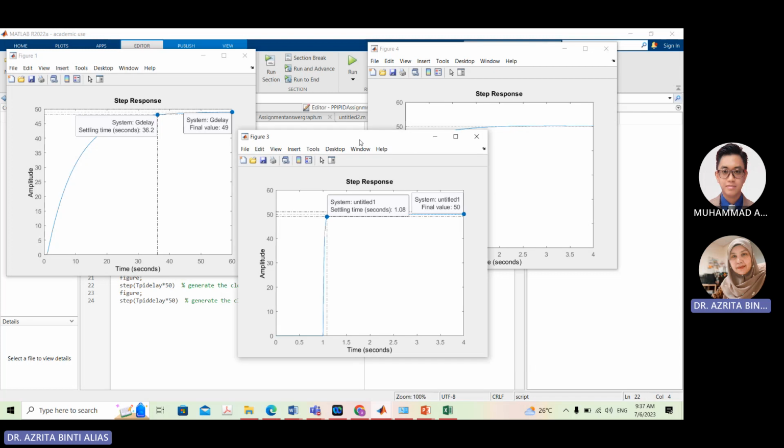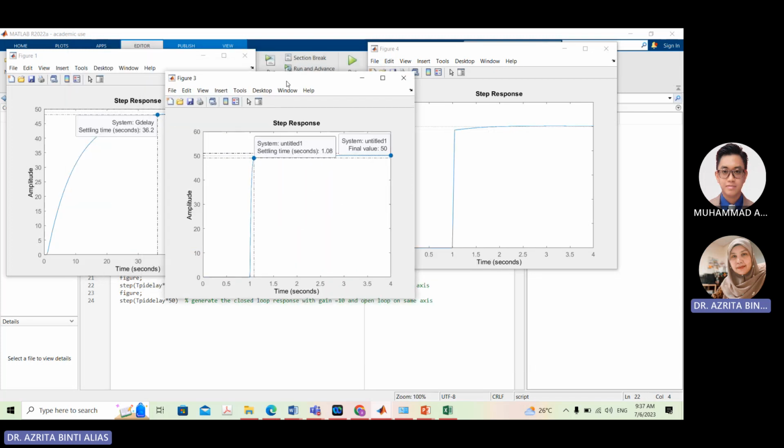Okay, so you just print screen all these graphs and put them in your report. So you can make a table for the open loop, P, PI, PID, and give the value of settling time and the ESS. And then you compare lah. So which one is the best controller based on the settling time and also the ESS. Boleh? So that is your discussion. Okay, boleh?